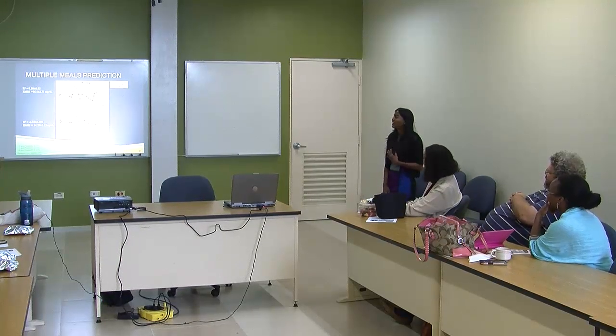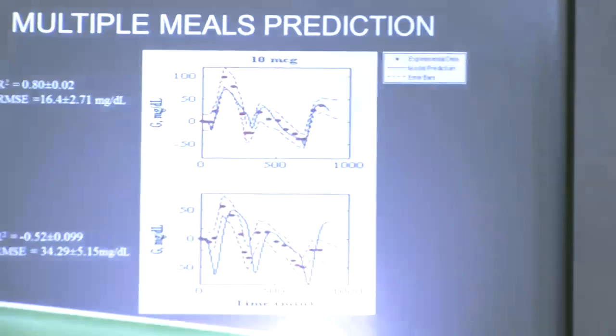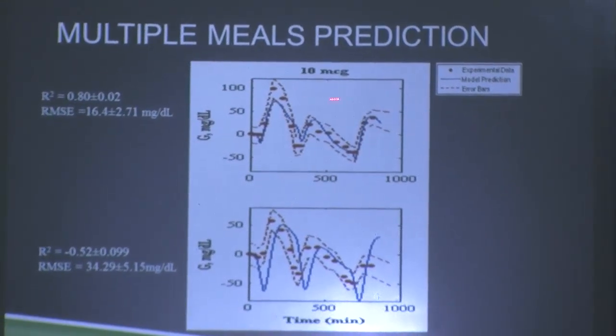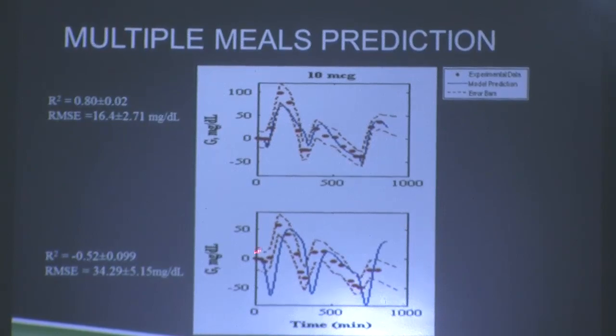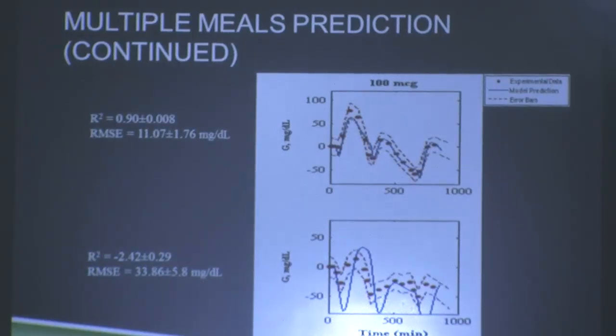Okay, so these are some of our predictions. This is the first prediction, which is a multiple meal at 10 micrograms. The top is a placebo, so this is only a meal and insulin, and then the bottom is meal, insulin, and pramlintide. And our model predicts pretty well. And then this is 30 micrograms of the same multiple meals, placebo and pramlintide. And this is 100 micrograms.